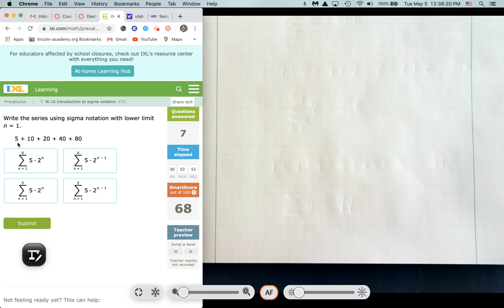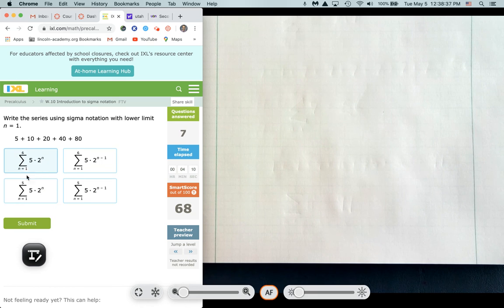But what if I double? 5 times 2 is 10. 10 times 2 is 20. 20 times 2 is 40. 40 times 2 is 80. So in other words, I'm multiplying by 2. If you'll notice, all of these have that 2 with an exponent, because it's a geometric series.